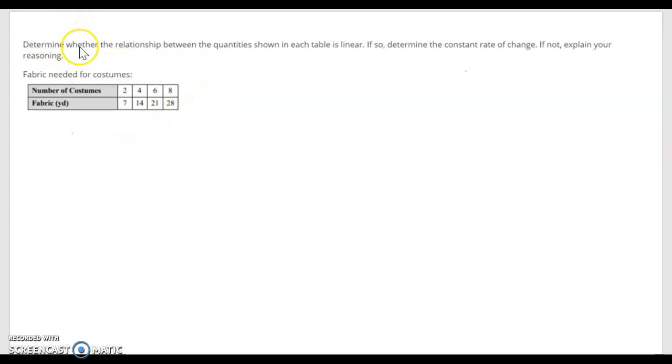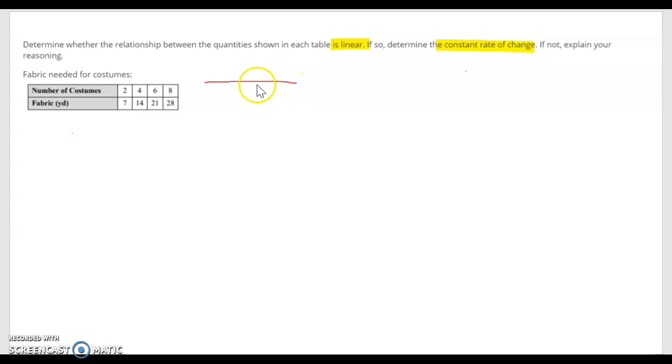So right here it says determine whether the relationship between the quantities shown in each table is linear, and if so, a constant rate of change. Every line, which means linear, will have to have a constant rate of change to be linear.